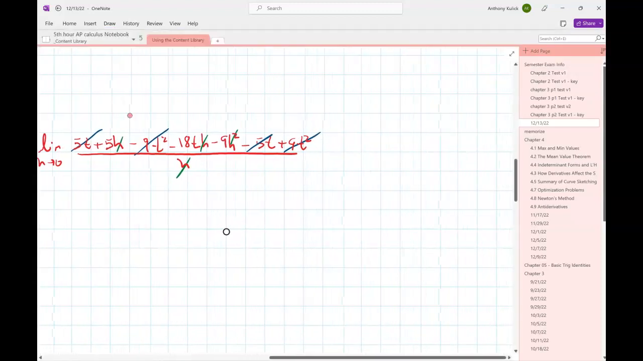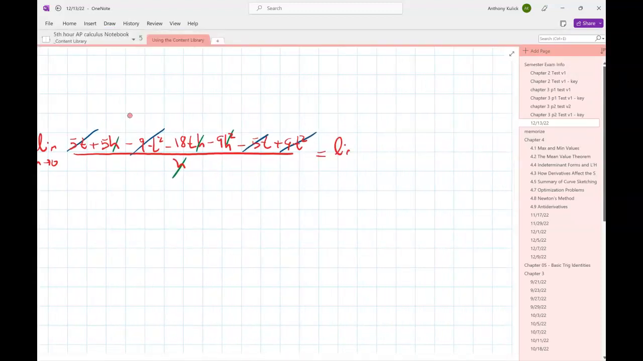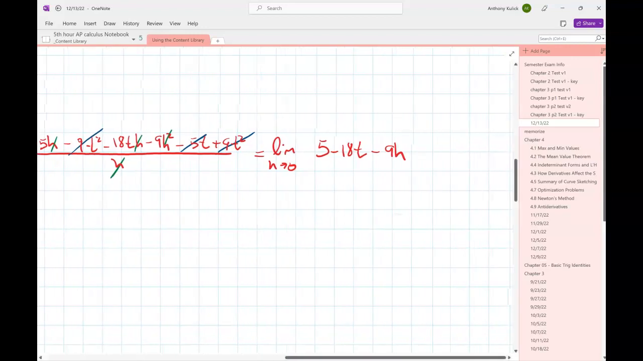If that does not happen, you've likely just made an algebra mistake. So you'd want to start back over, or at least go backtracking to look for your algebra mistake. So what I'm left with is 5 minus 18t minus 9h.